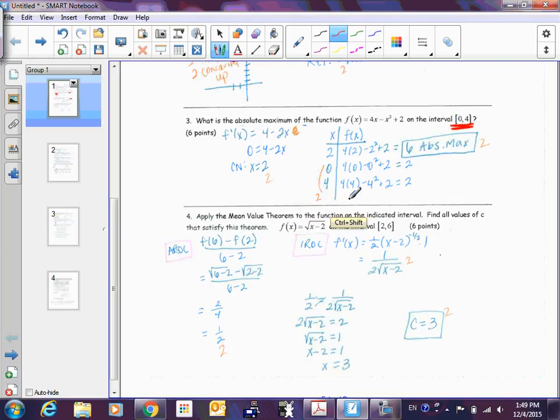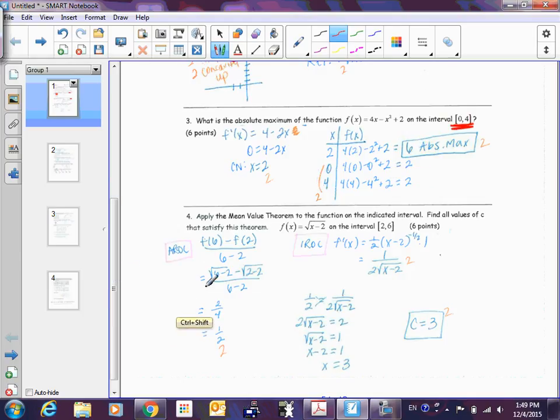In the f of x column, this is the original function. Don't plug this into the derivative. Plug it into the original function. You want to find out the absolute highest point. You want to know the y value. If you had plugged these into the derivative, what you would have been finding is the slope. And 6 is the answer because the question does say, what is the max?